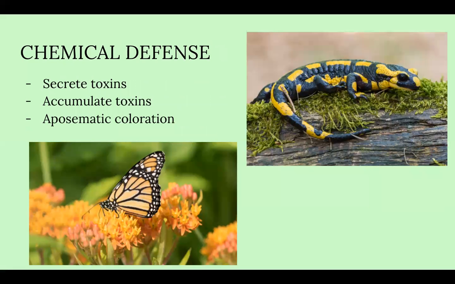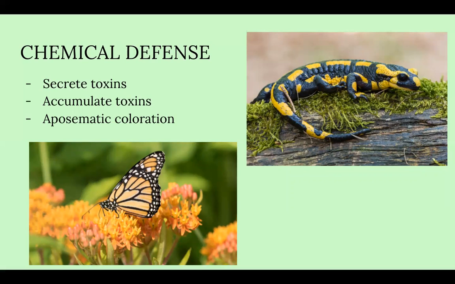Then there are chemical defenses, and these typically are not in humans. These are more commonly found in amphibians. So there are two types. There are those that secrete toxins, such as the poison dart frog and salamanders that have glands all over their body with toxins. And then there are animals that accumulate toxins through their food, such as monarch butterflies.